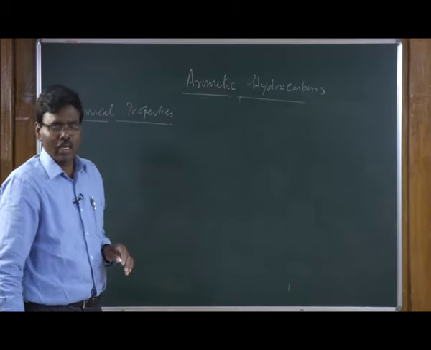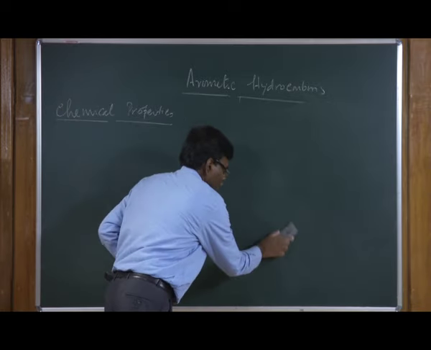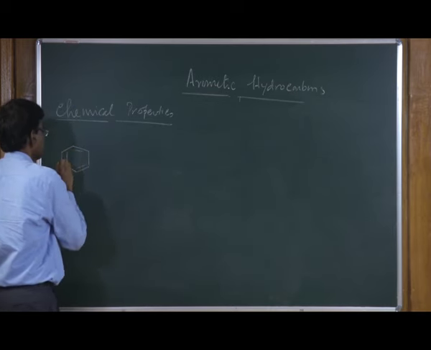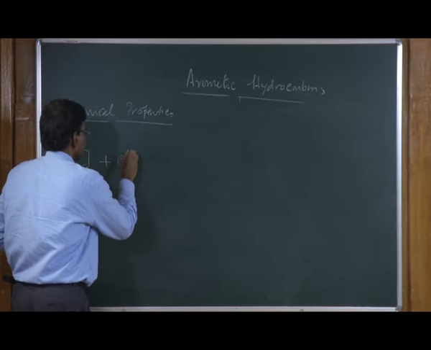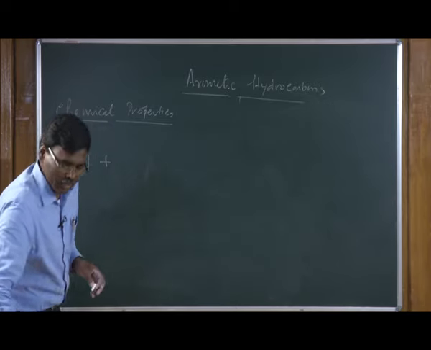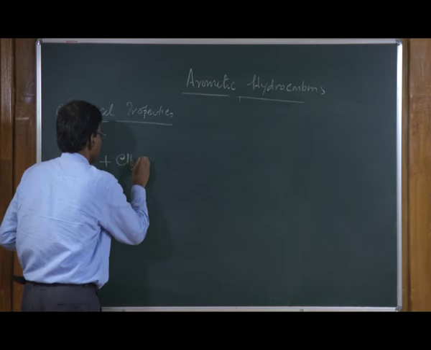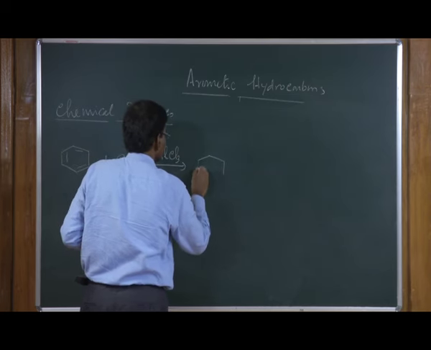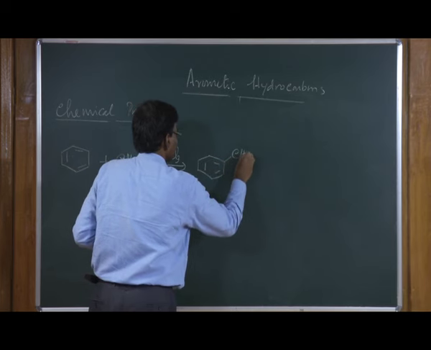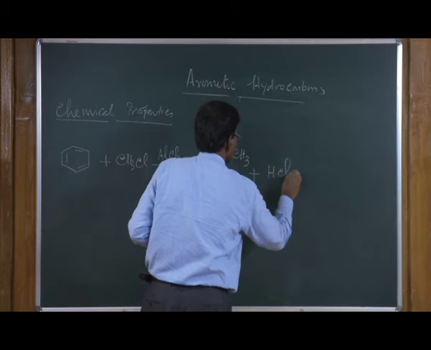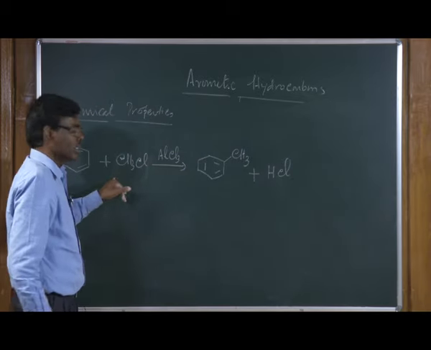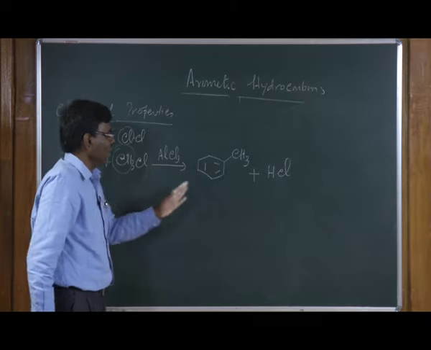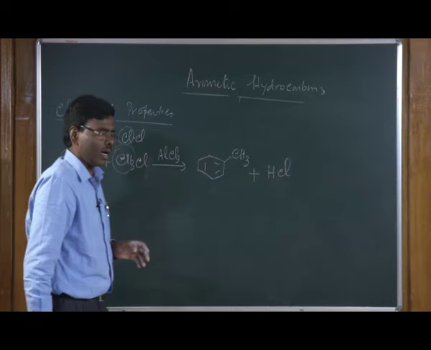The next example is alkylation and acylation reactions. For example, when you react chloromethane with benzene in the presence of aluminum chloride, it can be converted into methyl benzene and HCl. Just as we have seen in the case of chlorination, instead of one chlorine, now we have the methyl group, and this is the electrophile in this case, and the substitution takes place, so you can make alkyl benzene.